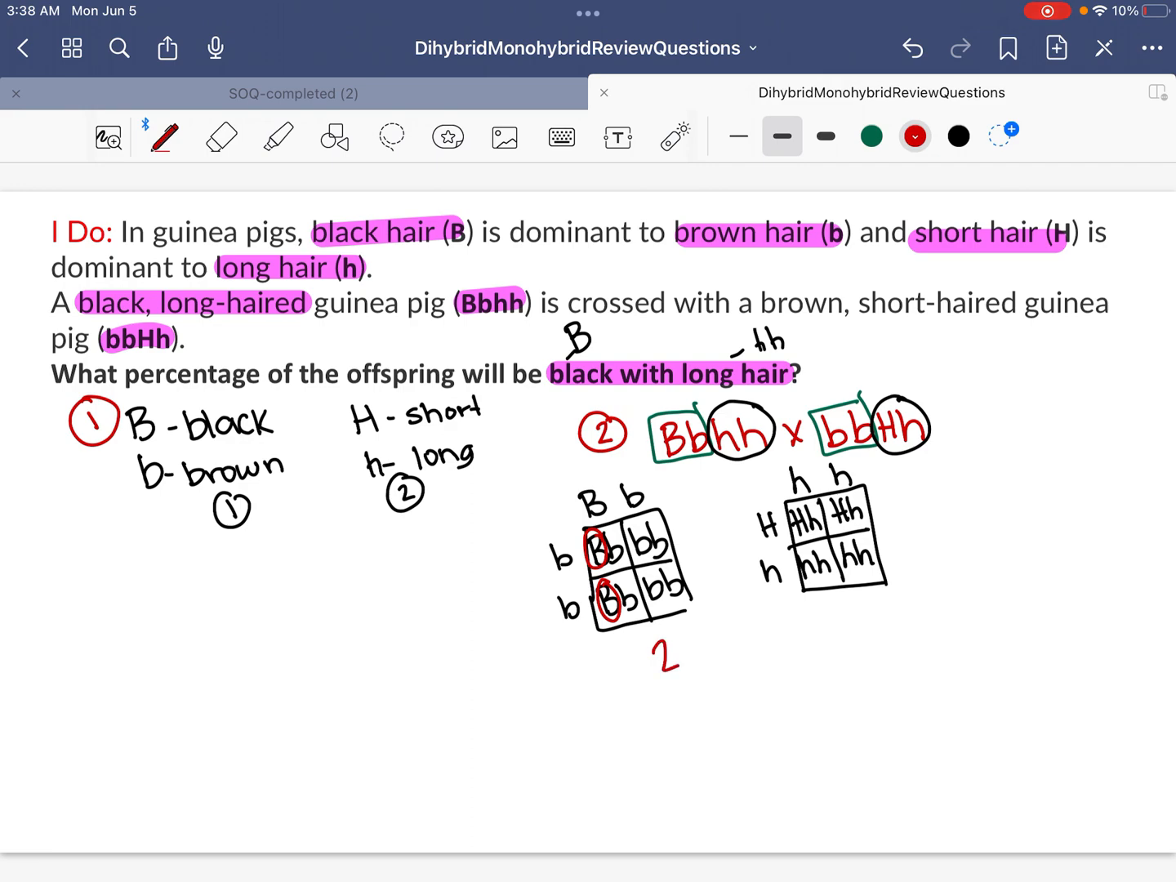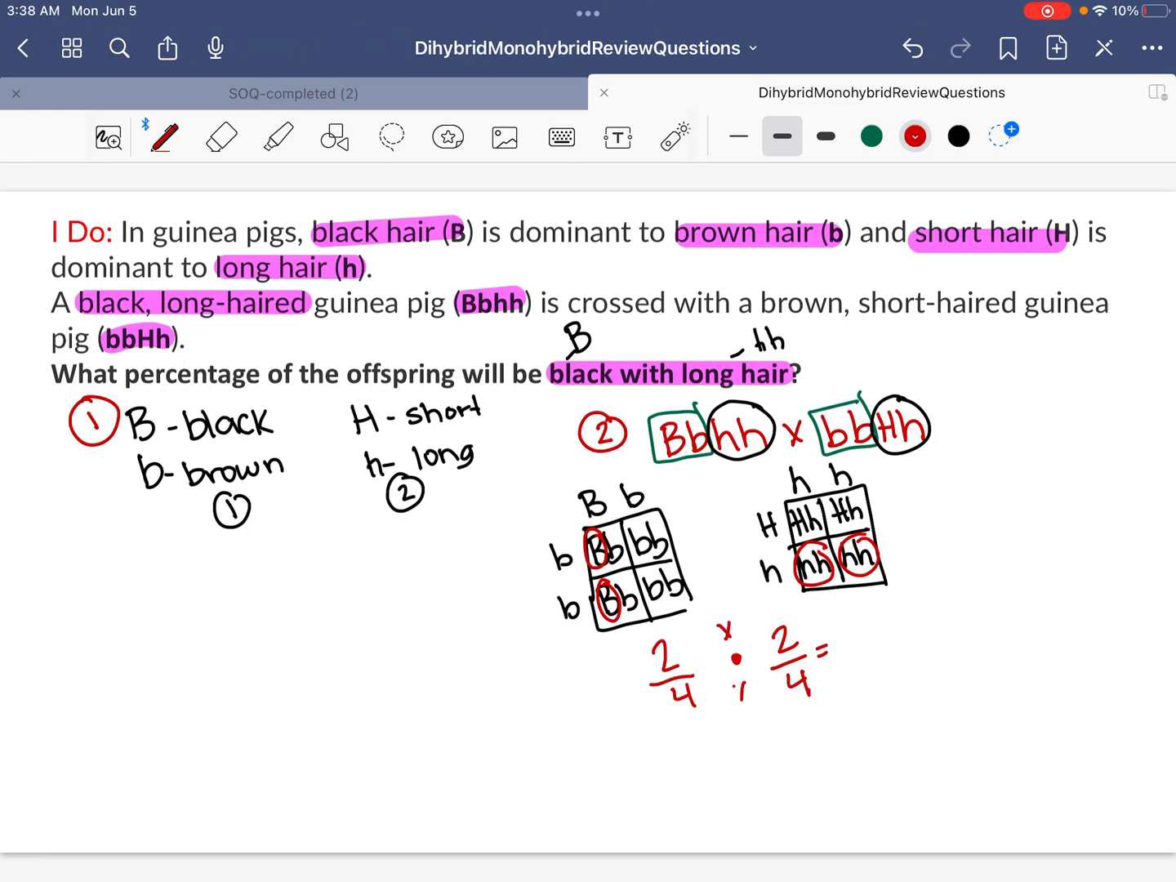You're going to keep it in a fraction. Do not change it because you're going to multiply the fractions. Do not turn it into a percentage yet. And then long hair is lowercase h. So here I have 2 out of 4 as well. Normally here is when students think it has to be 50%. No, you are not done. Please make sure to multiply across.